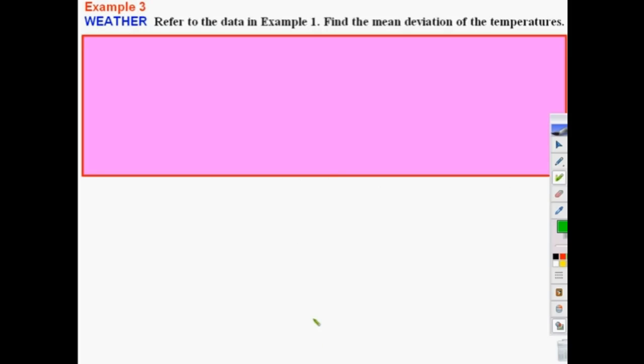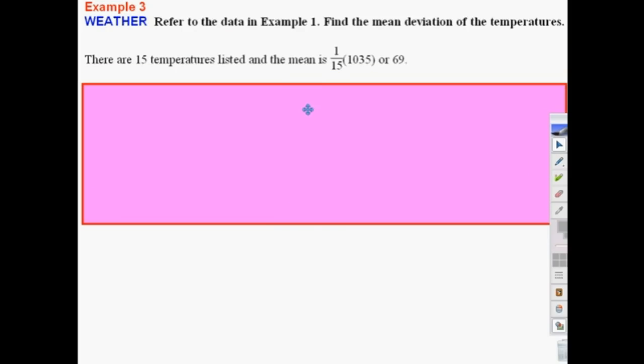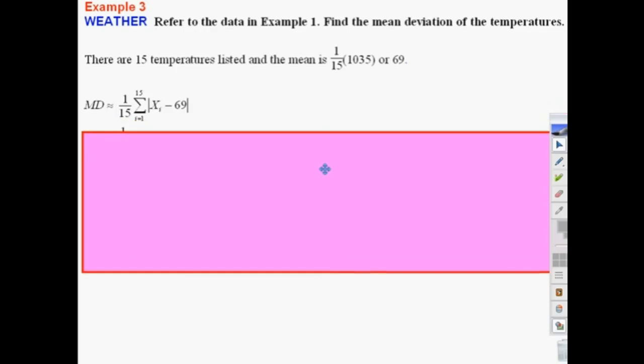Referring again back to that first data set, find the mean deviation of the temperatures. Okay, so mean deviation is a little different than standard deviation. We have to note the average first, so I add up all the temperatures and divide by the 15 values, giving me 69. And then to find the mean deviation, I take each of the values, subtract from that the average, the mean, take the absolute value and I add all of those up, and then divide by 15.